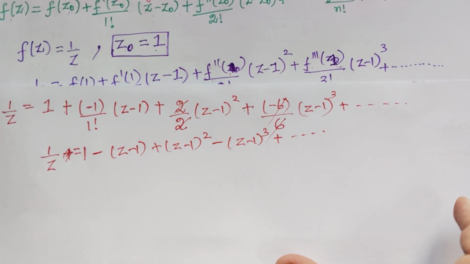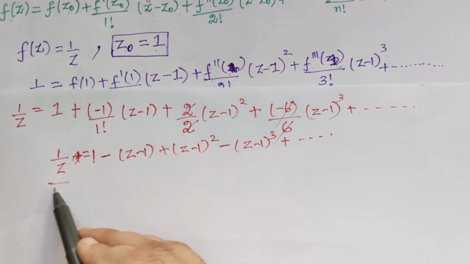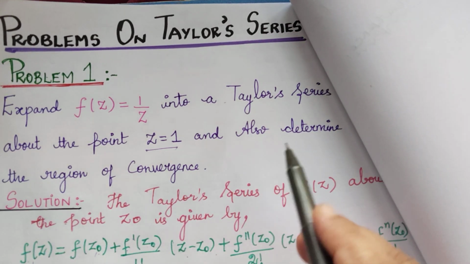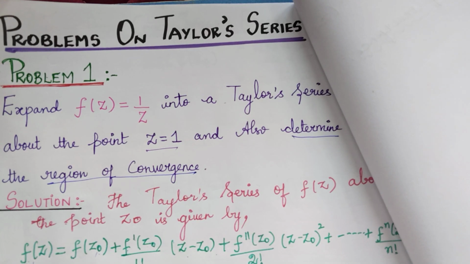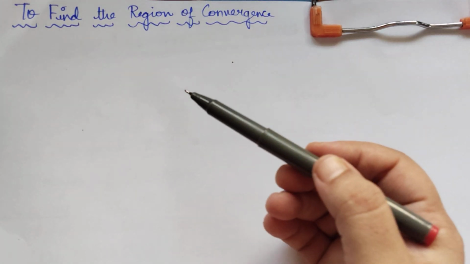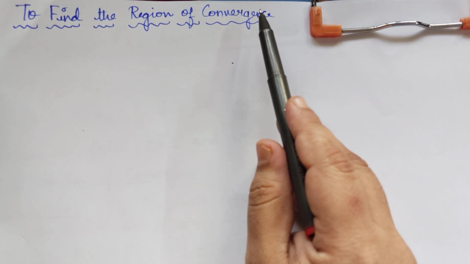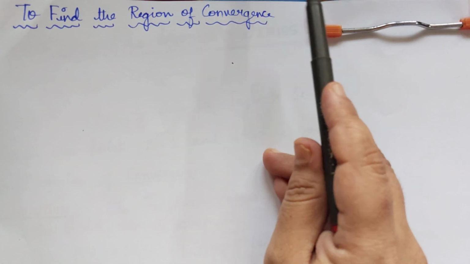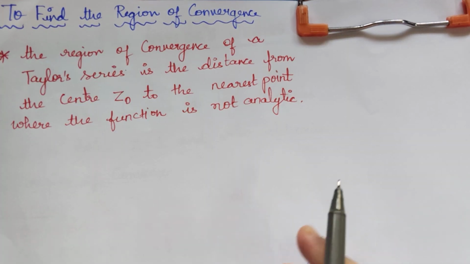So this is the power series, that is the Taylor series expansion of the given function f of z equal to 1 by z. After finding the Taylor series expansion, we still have the problem. It's not complete, because they have asked us to determine the radius region of convergence. So first of all, we should know what is region of convergence. The region of convergence for a Taylor series is the distance from the center z0 to the nearest point where the function is not analytic. So I have just put that into words.